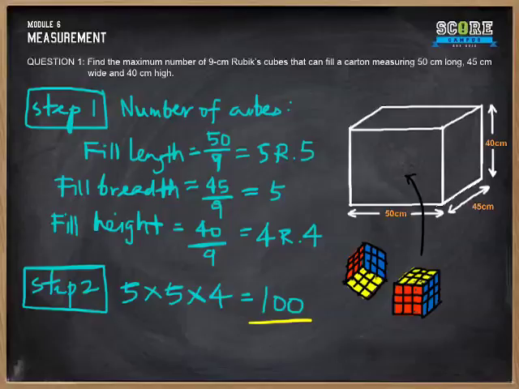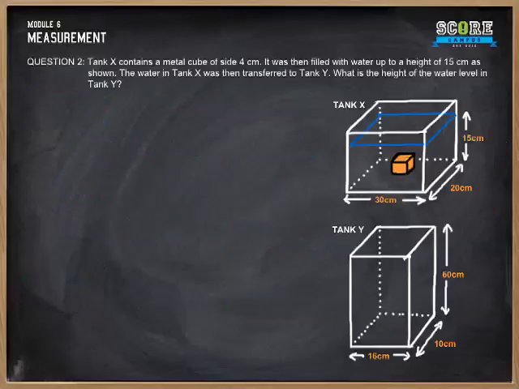All right, we are done with question 1. Question 2. Tank X contains a metal cube of side 4 cm. Tank X was then filled with water up to a height of 15 cm as shown. The water in tank X was then transferred to tank Y. What is the height of the water level in tank Y? Look at both the diagrams, look at all the dimensions that are given. Now, first we find out the total volume of the water and the metal cube in tank X. So that is step 1.